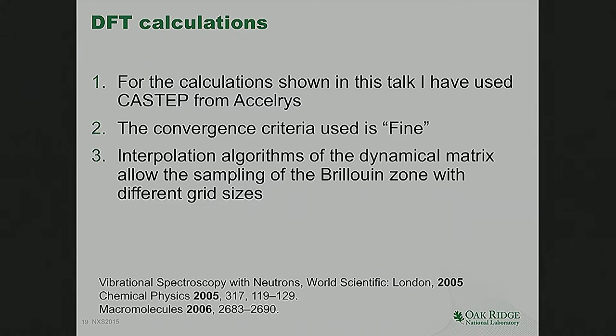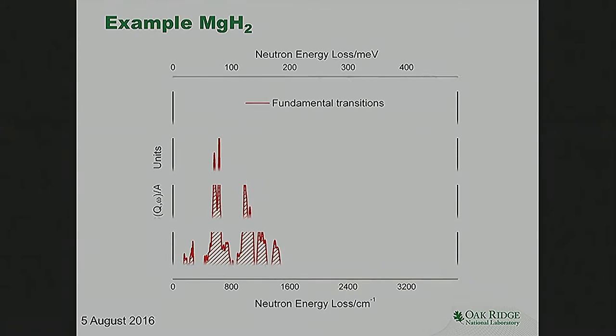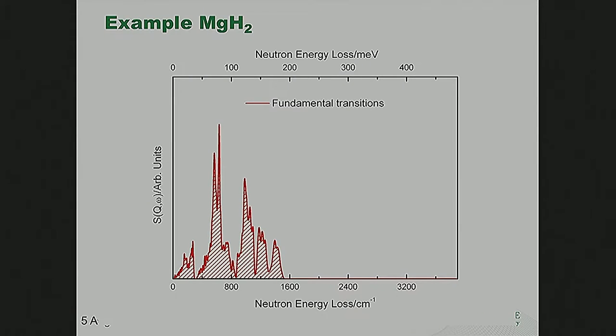I will do a very fine sampling of the first Brillouin zone. And this, for example, is how magnesium hydride will look. If you look at the total contribution to the intensities, you will have your vibrations. As I said before, the intensity of the spectrum is proportional to the amplitude of motion. That essentially means that this one moves more than this one.